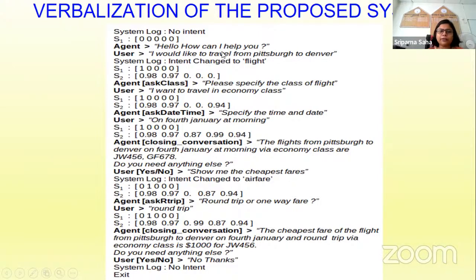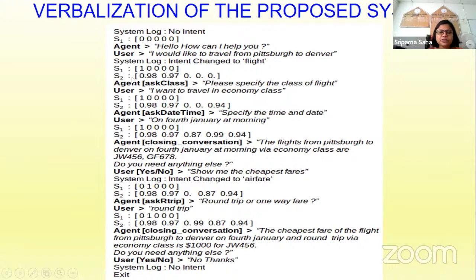The user is saying, I would like to travel from Pittsburgh to Denver. The system log says the intent changed to flight, because the user said, I would like to travel from Pittsburgh to Denver. So you can see that the corresponding value is in the flight position. This is the value corresponding to the flight intent, so we're getting a value of 1 here.